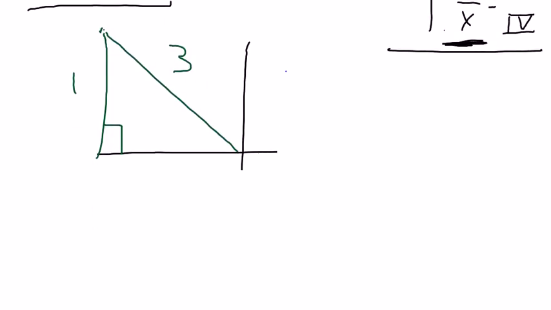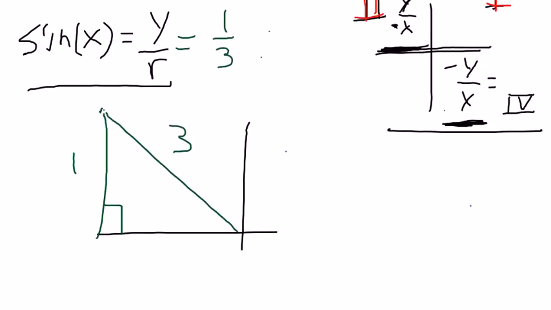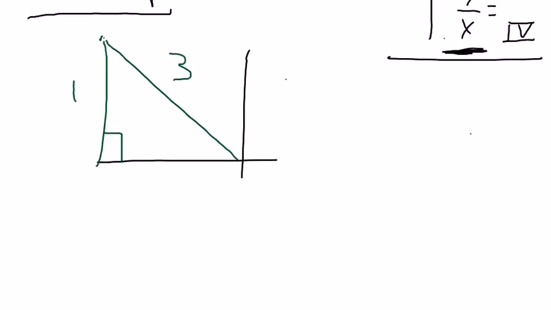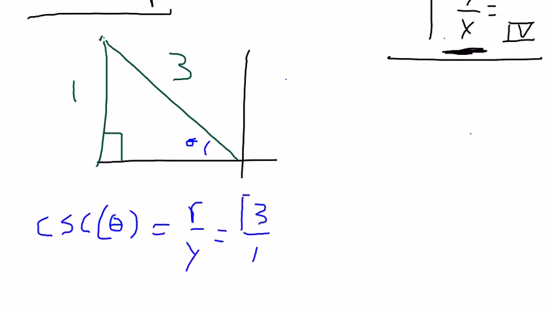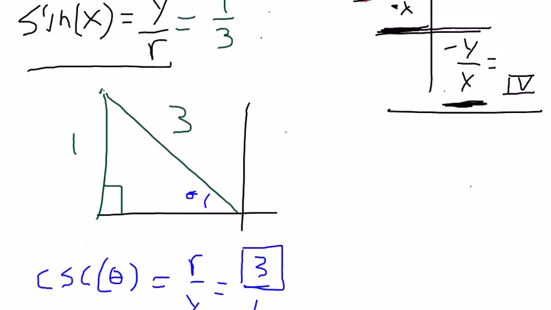We need to figure out four other trig values. Two of them that shouldn't be too hard will be cosecant, because cosecant of this angle is the reciprocal of sine. If sine is y over r, cosecant would be r over y. In this case, it'd be 3 over 1, so cosecant would be 3.